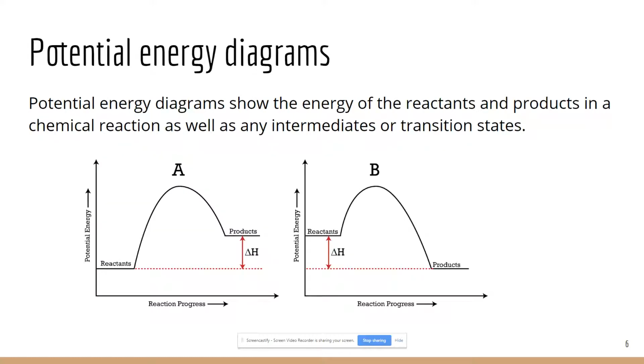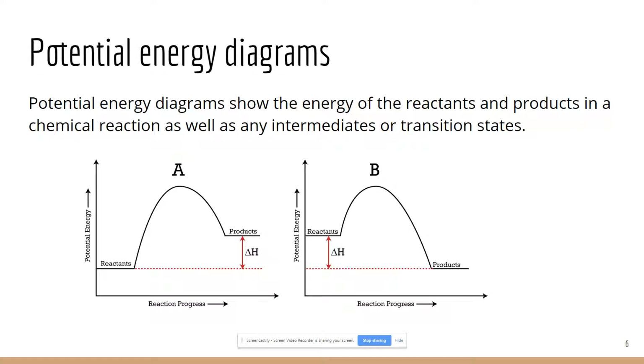Pause here. You don't need to draw all the details of the picture. So we're going to be talking a lot about potential energy diagrams, not just in this section of the class, but also later on when we get to chemical kinetics. Potential energy diagrams show the energy of the reactants versus the products, as well as any intermediates or transition states. We'll talk more about what those mean as we look more in detail in class.